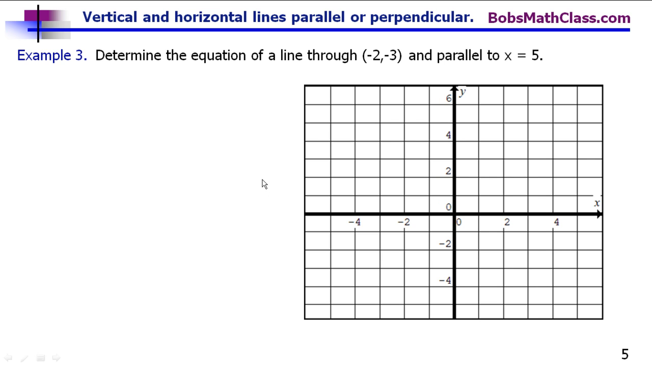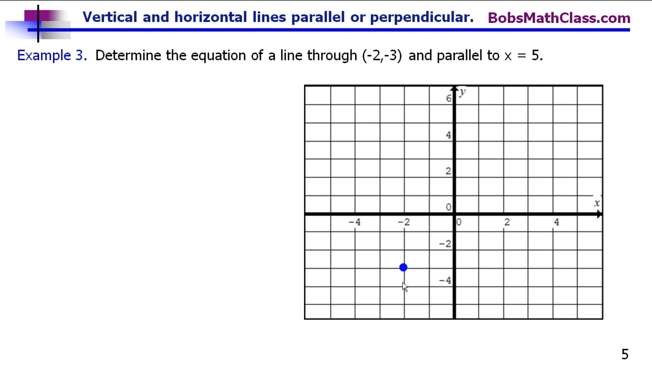Now we're making it a little bit more involved. Determine the equation of a line through -2, -3, and parallel to x equals 5. Well, let's make a picture of this. We want an equation that goes through this point, -2, -3. So plot -2, so 2 to the left and then 3 down.